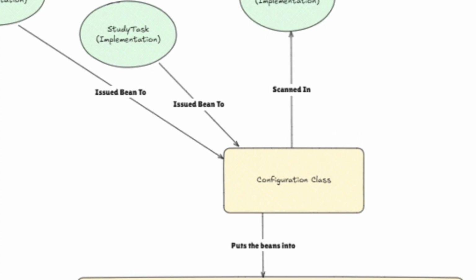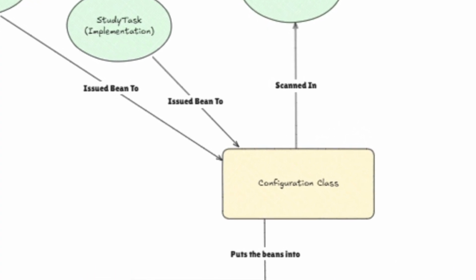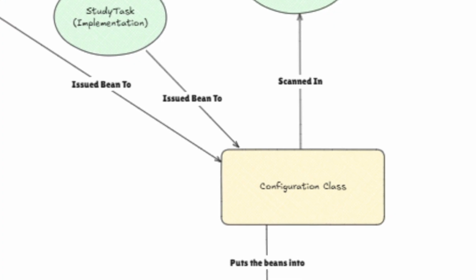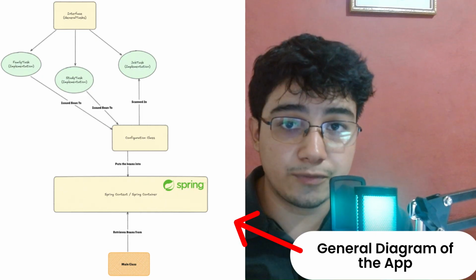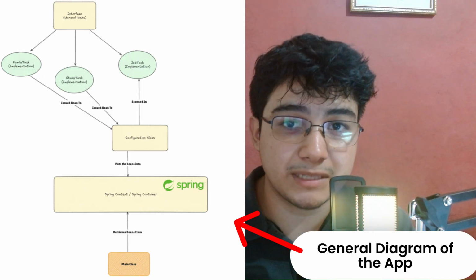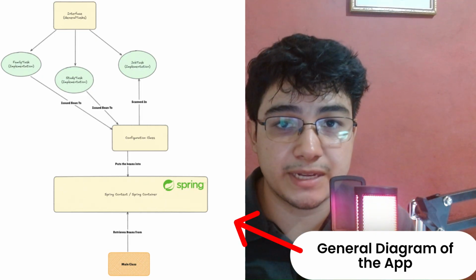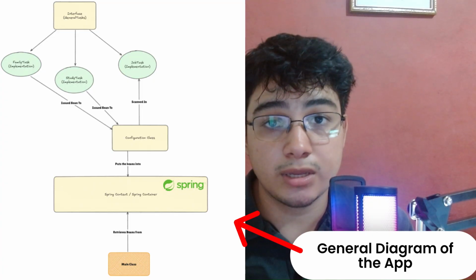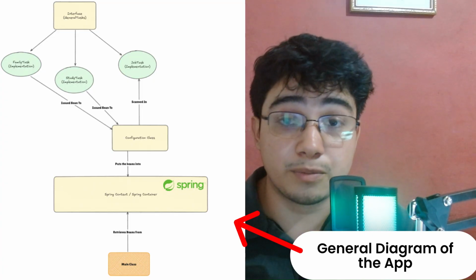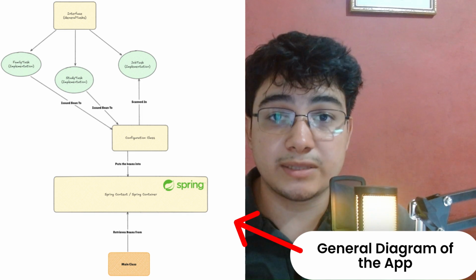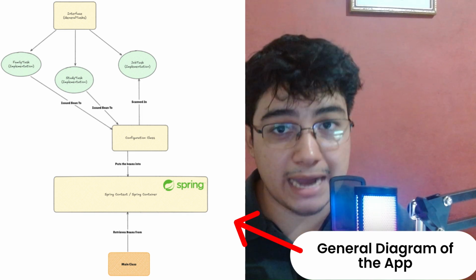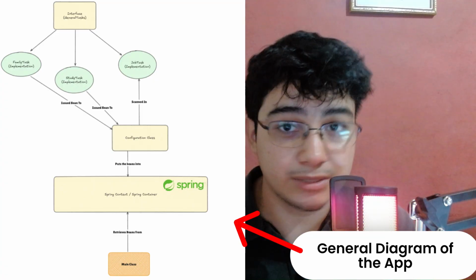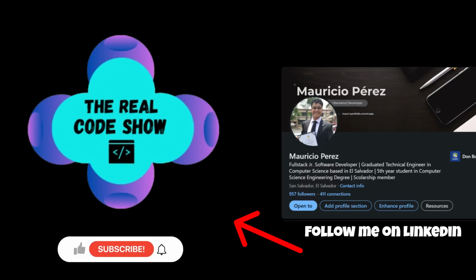Also, there will be a configuration class that Spring context will need, and I will teach you how to make that configuration class, and you will see that there is a specific configuration annotation to do so. And also, I will make the repository of this project public so you can review it anytime you want. So let's now pass to the code.